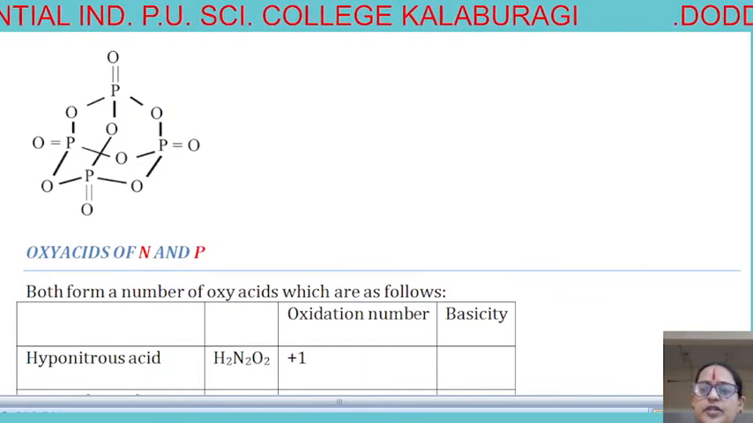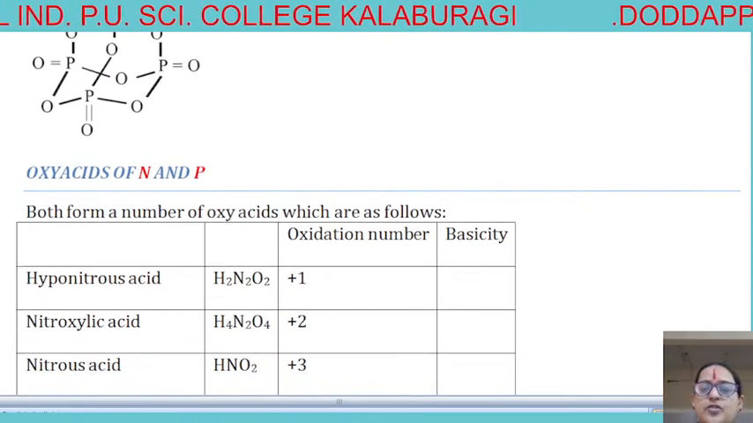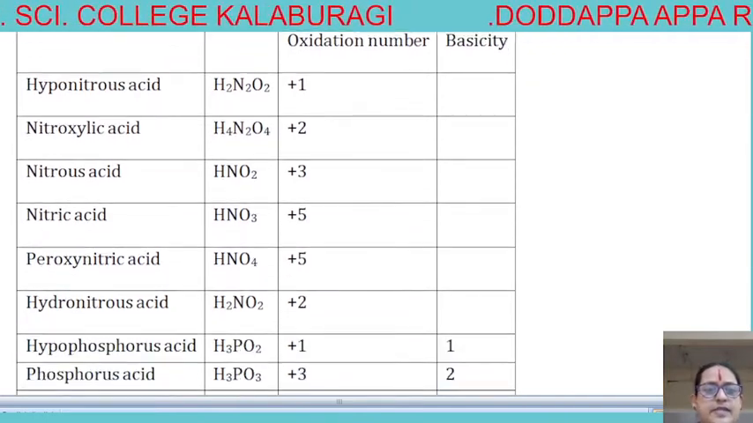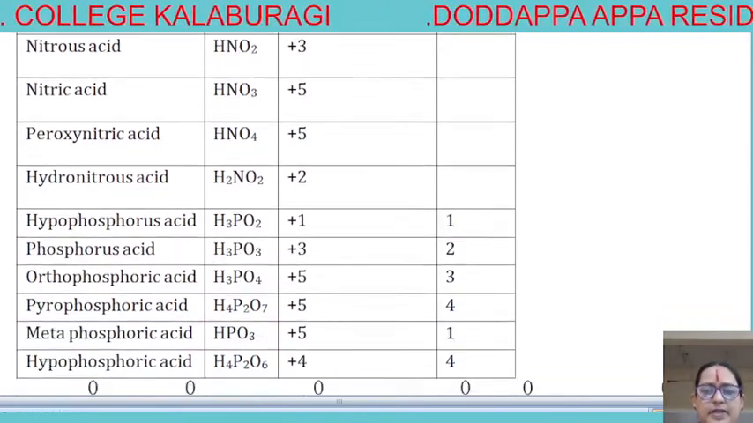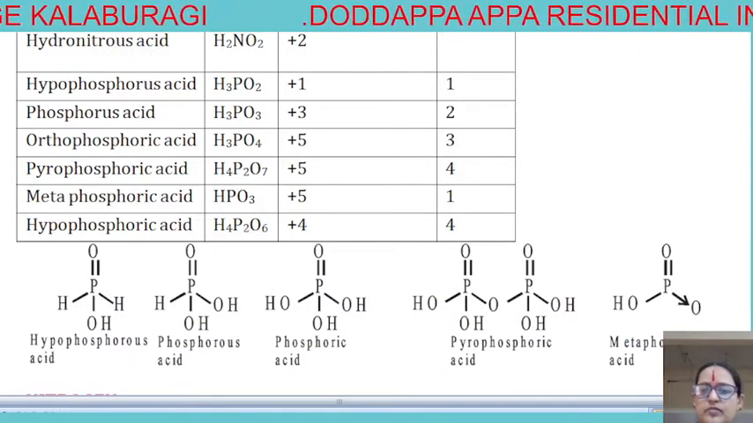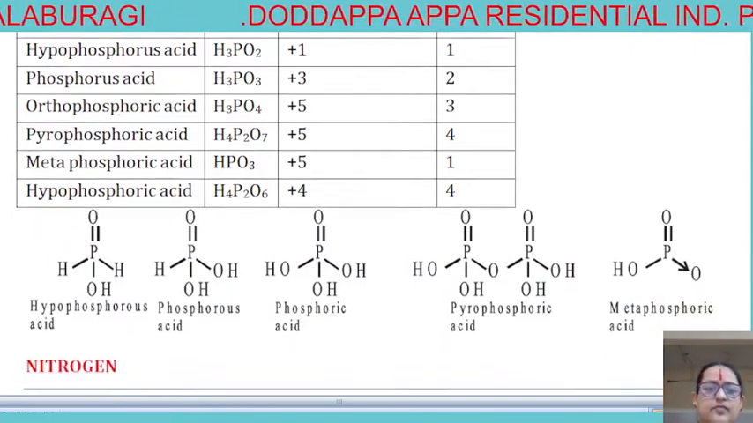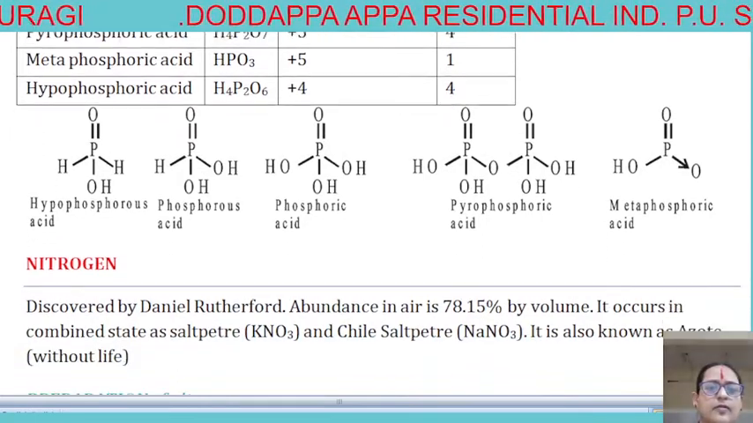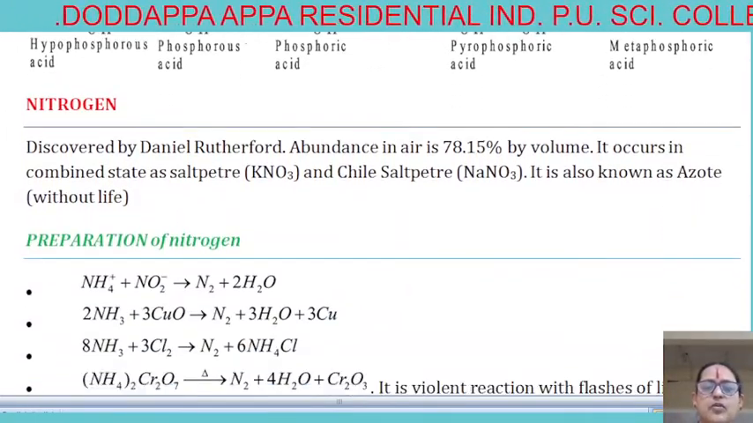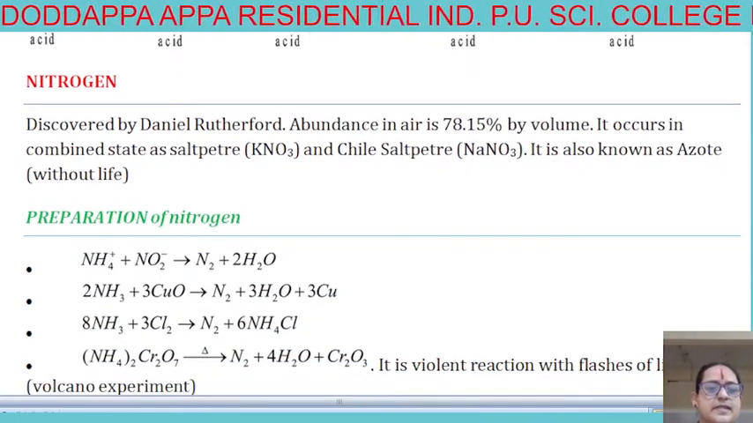Now we have to study the oxides of nitrogen and phosphorus with their oxidation states and their basicity. Basicity we can study with the help of structure. How many P-OH groups are formed? Those many P-OH bonds will be its basicity.